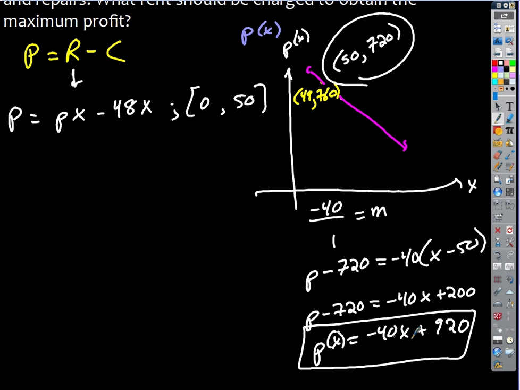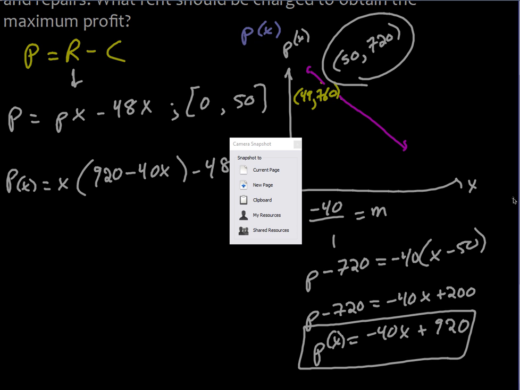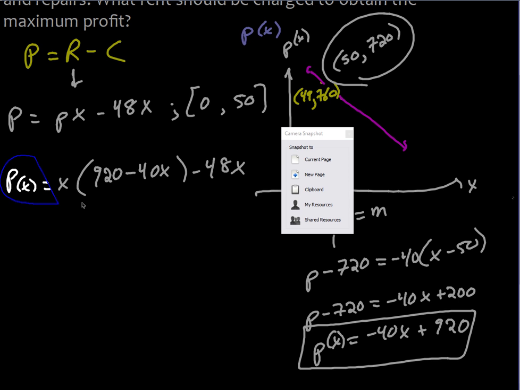Now we can go ahead and plug in for P though. We know that the demand function is negative 40X plus 920. So we can go one step further. P of X equals X times, let's write that as 920 minus 40X, how about, minus 48X. You guys see that? Okay, so there's the profit function. Let's just take a picture of that, and now we can scoot over to the calculus page where all we're going to do is make our table.